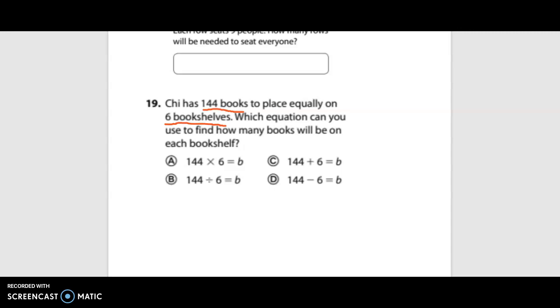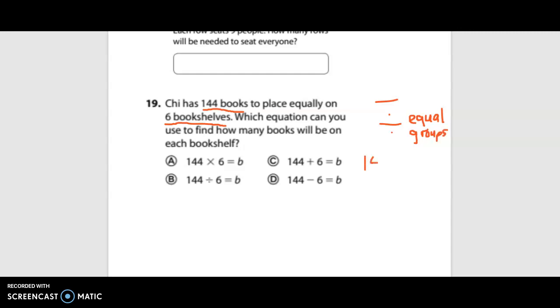So I have my big number, and I'm taking these books and I'm splitting them up. So since I'm splitting them up, I know that I am separating them. So if I'm separating, I'm either subtracting or I'm dividing. And because I'm putting them on 6 bookshelves in equal groups, if I'm using equal groups, that means that I can divide. I could also subtract groups of 6 to do that, but it's going to be a little bit faster if I use division.